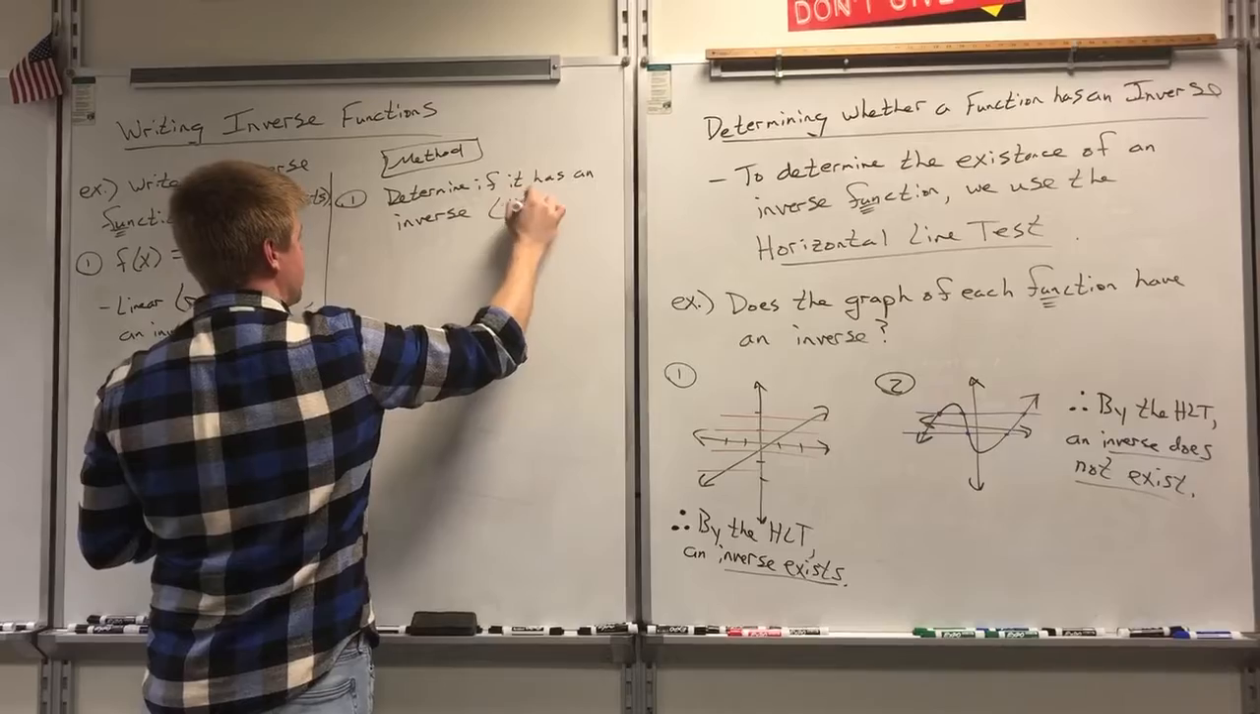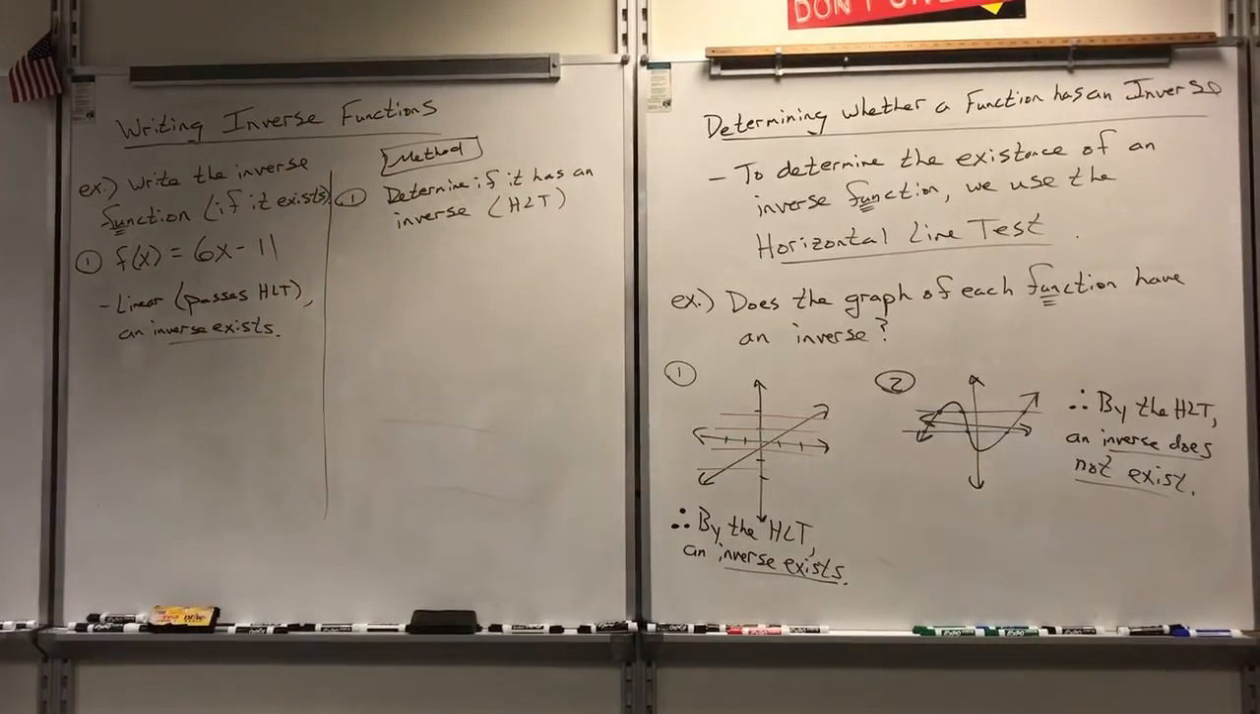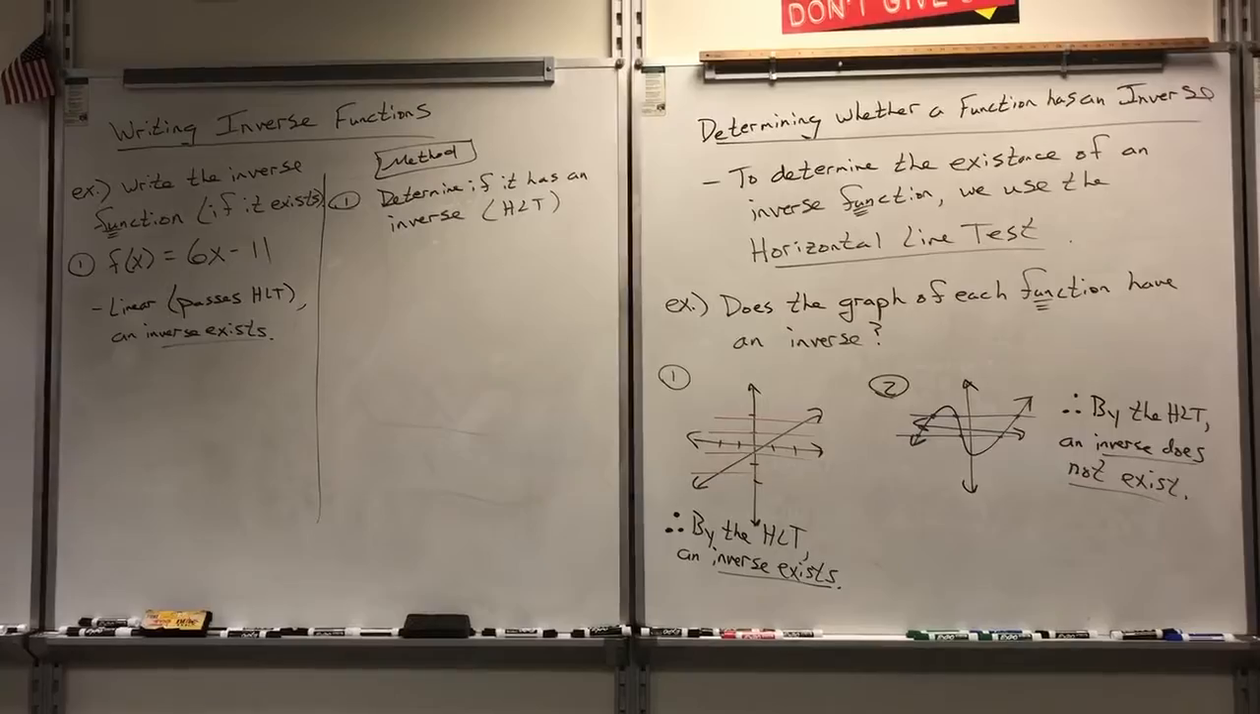Okay, and that'll be the horizontal line test. Think of the graph. Determine if it has an inverse. If it does not, we're done. There's no need to go any farther.